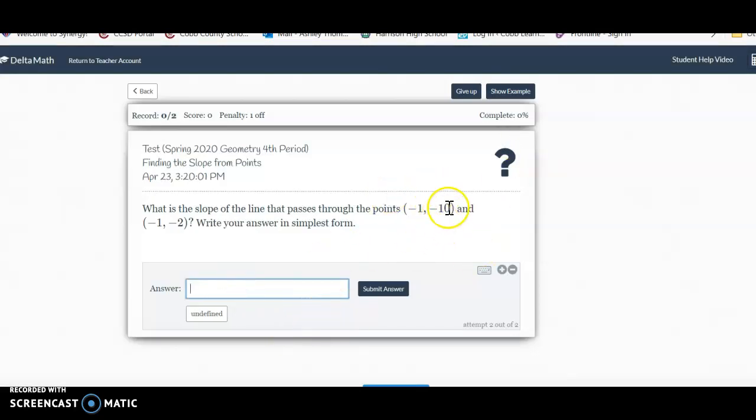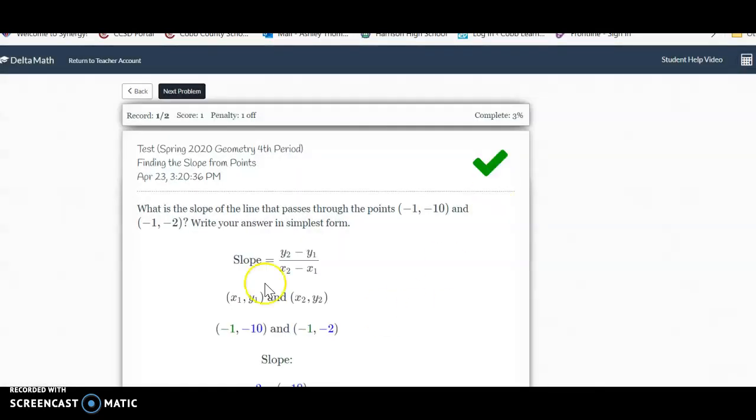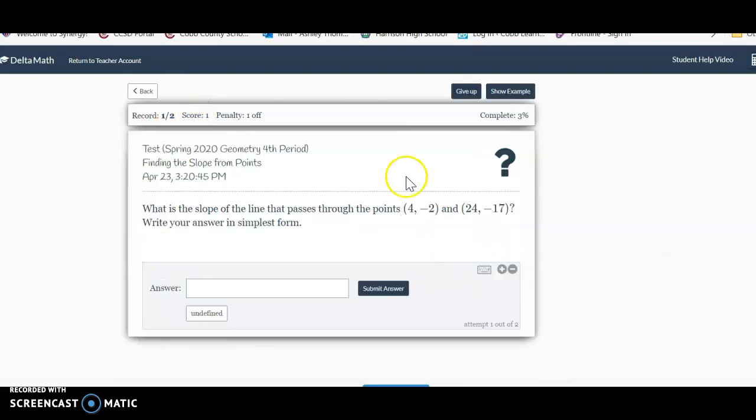Okay, so -10 minus -2 is +8. And then -1 minus -1 is 0, so that's undefined. So I got that one right. So now I have one out of the two required, and I need to do another one. So I'm going to go on to the next problem. All right, so now I'm going to do this one. -17 minus -2 is -15.